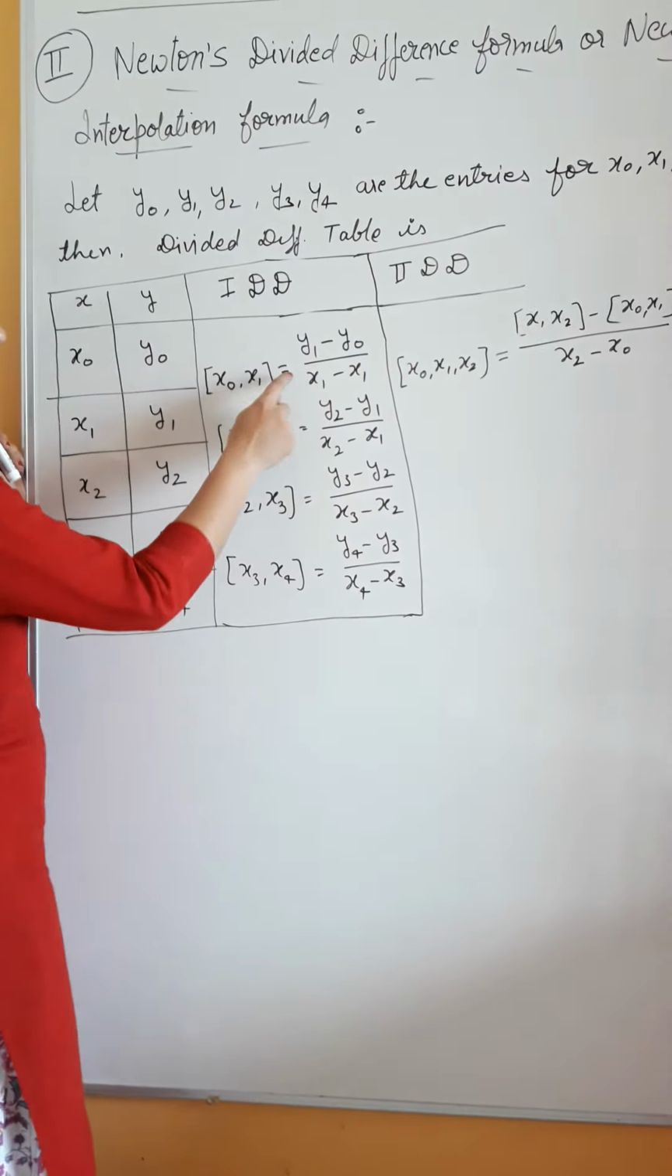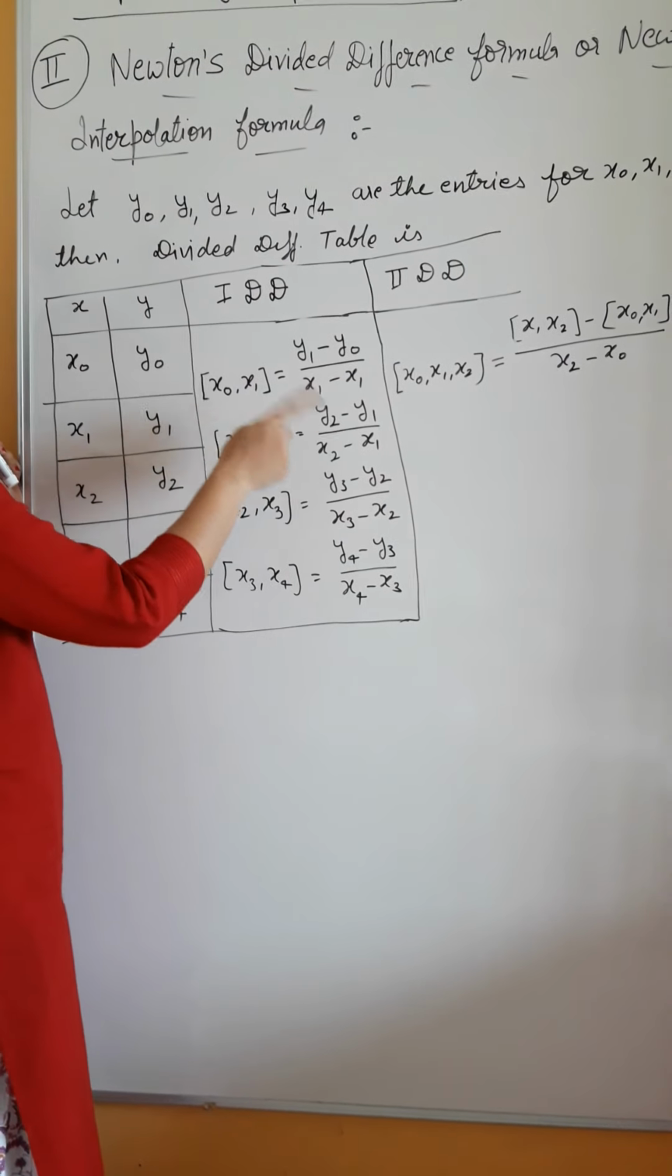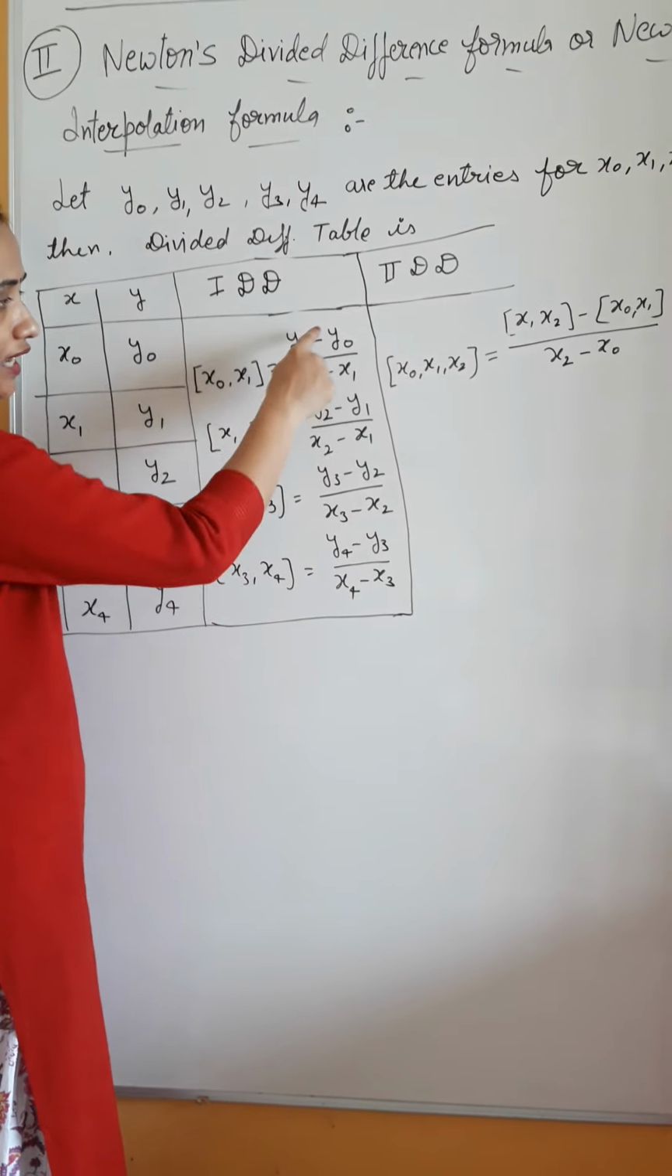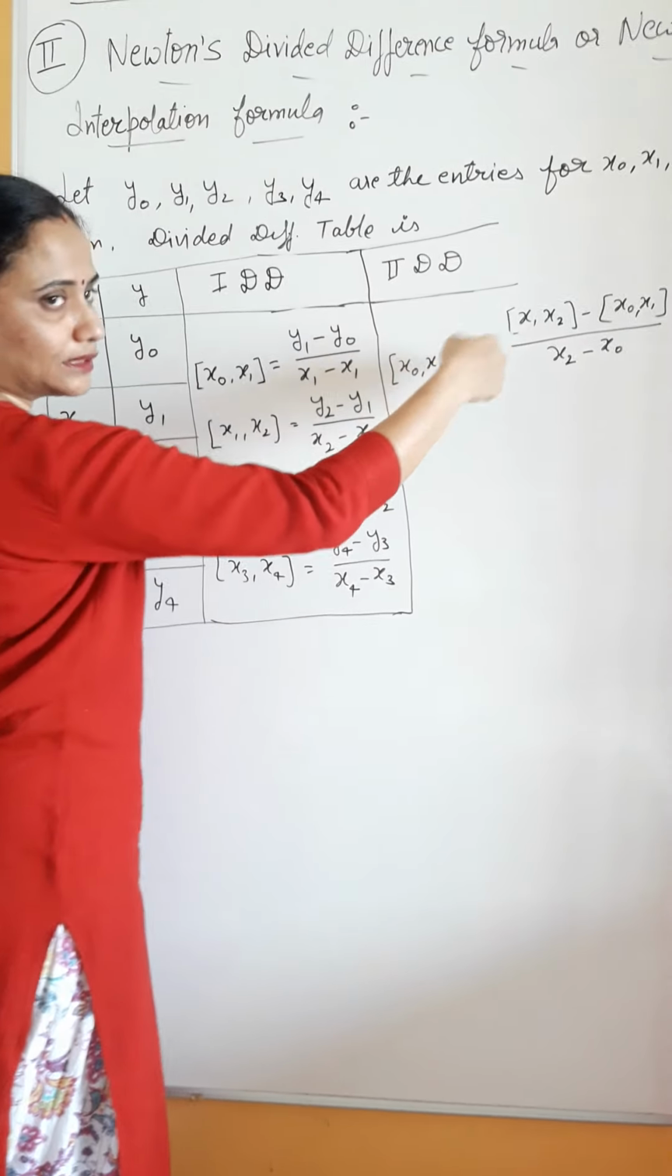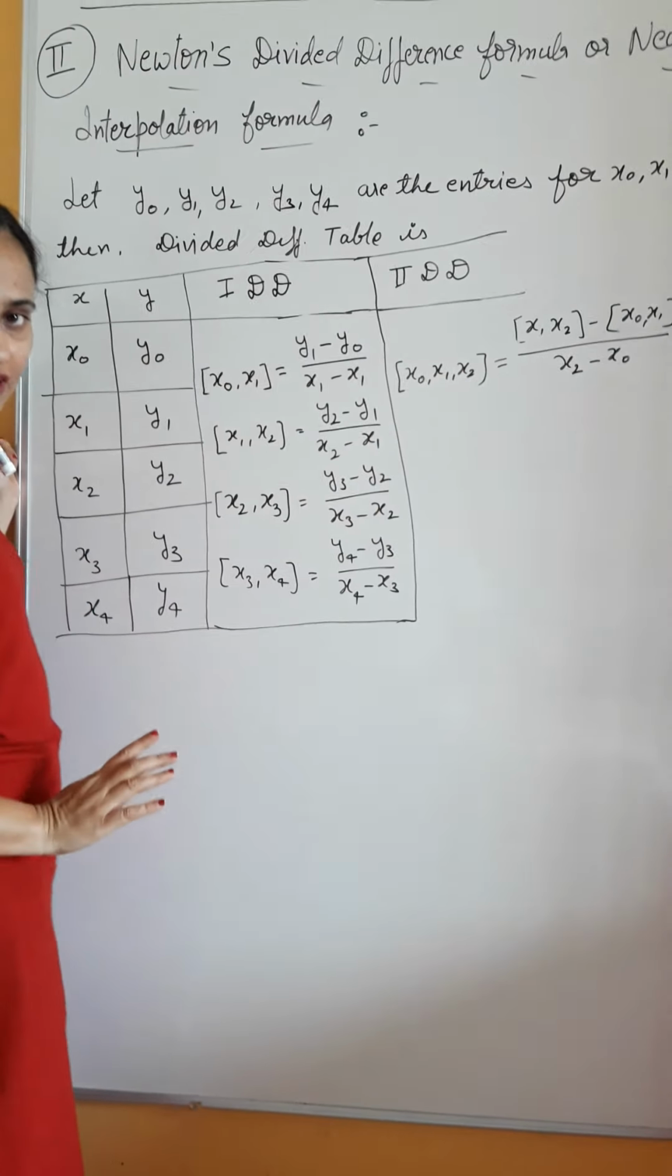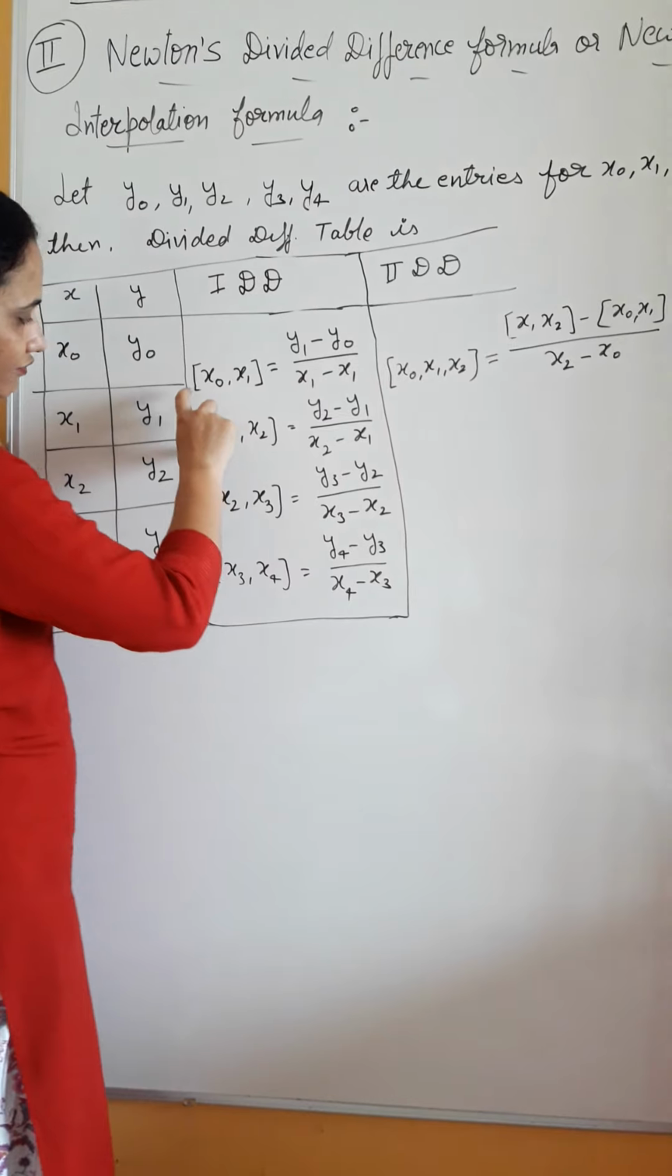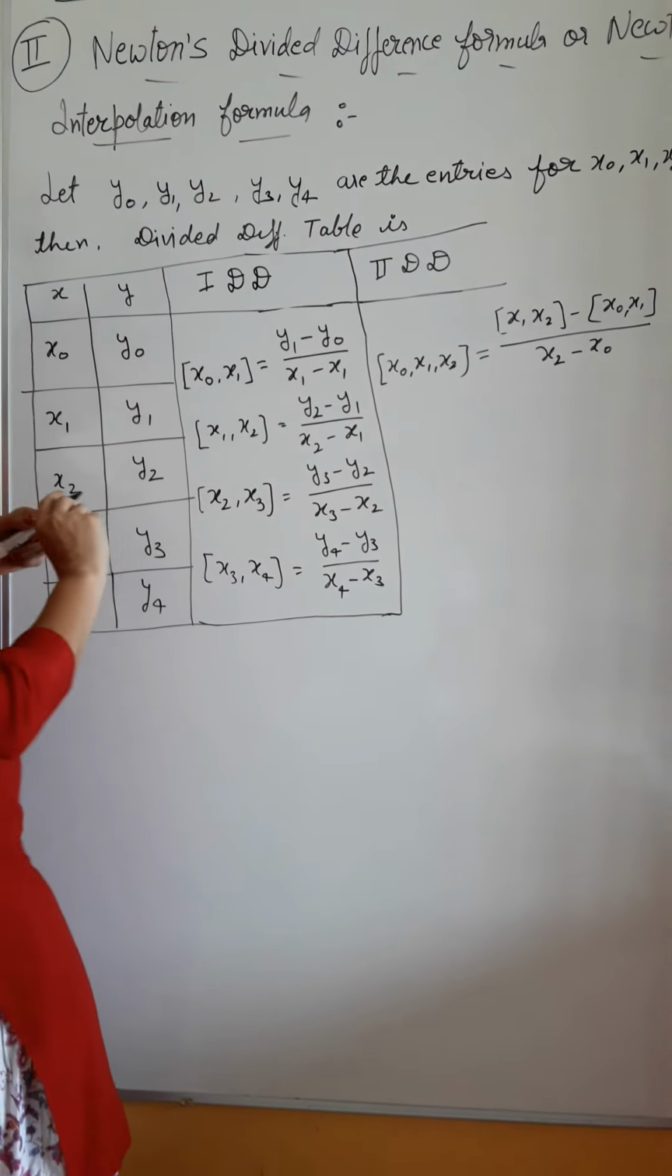Now how would you calculate this? You can see that you have already calculated these here. So whenever you have a question, you will have the values. You can substitute those values here and then find this value. So this is the second divided difference for these two. Now we have to write it for these two.